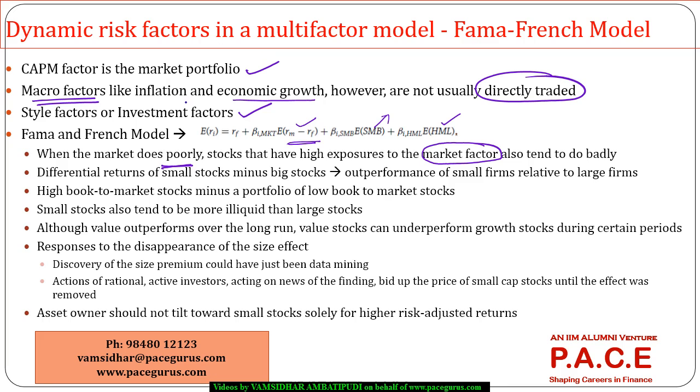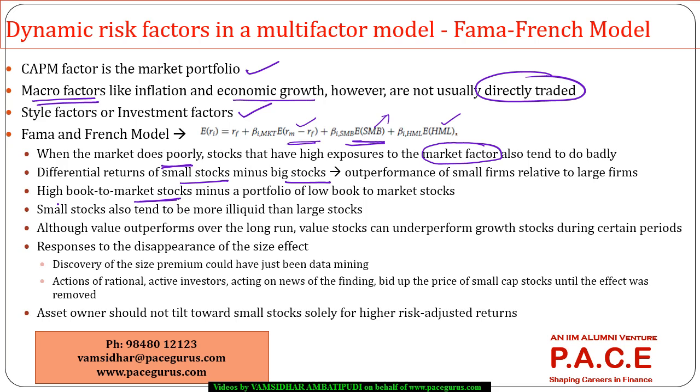And the same logic as per the Fama-French, the other one that we are bringing in is small stocks minus the big stocks. We are talking about the differential returns of the small stocks versus the big stocks. It has been observed that the small firms have been outperforming compared to the large firms. So that's another dynamic risk factor that we have to consider. Similarly, those firms which had the high book to market value, compared to the firms that had lower book to market values, were outperforming the market.